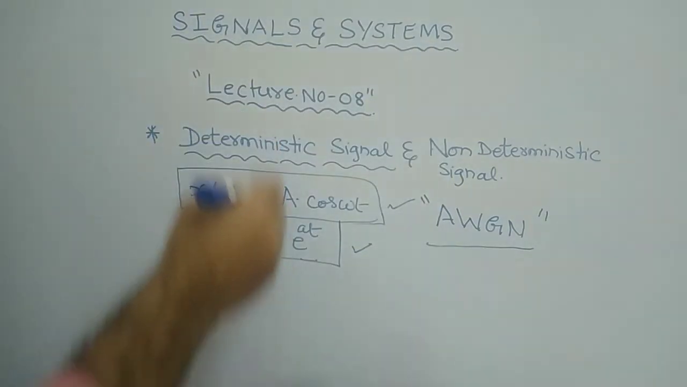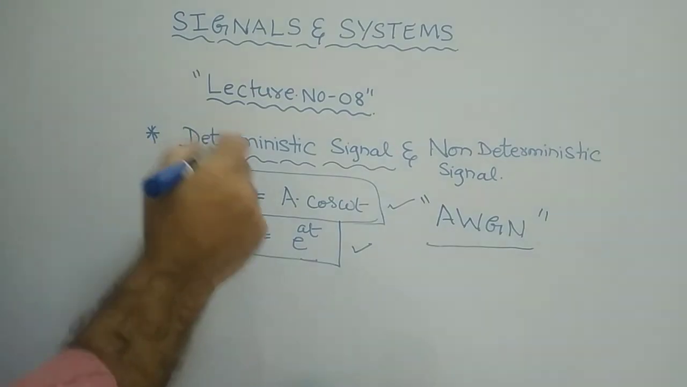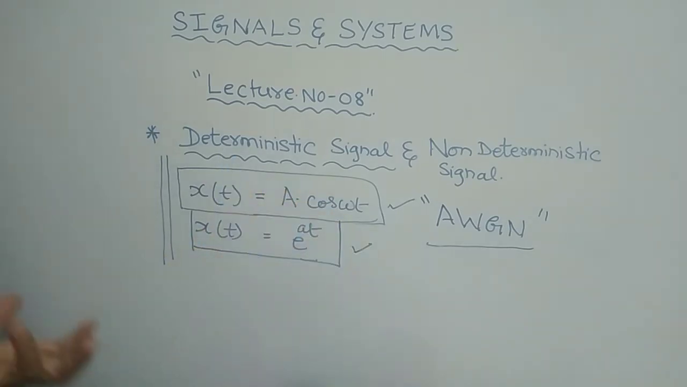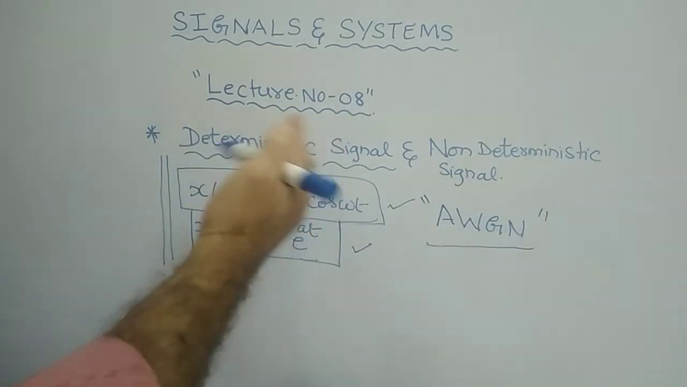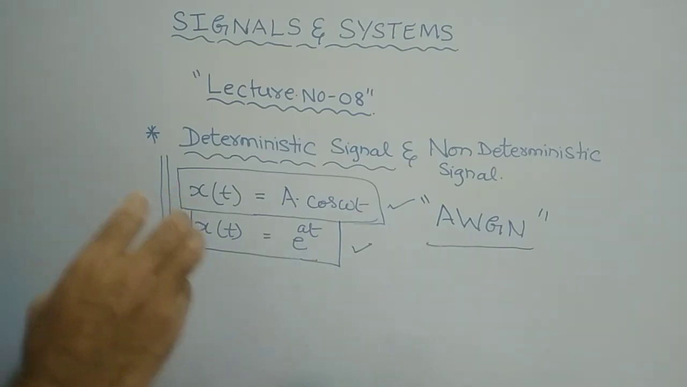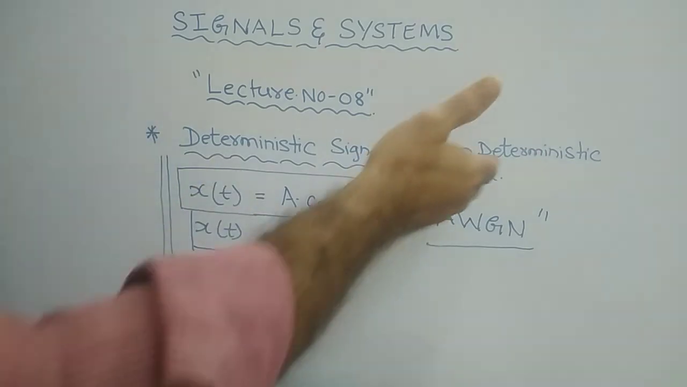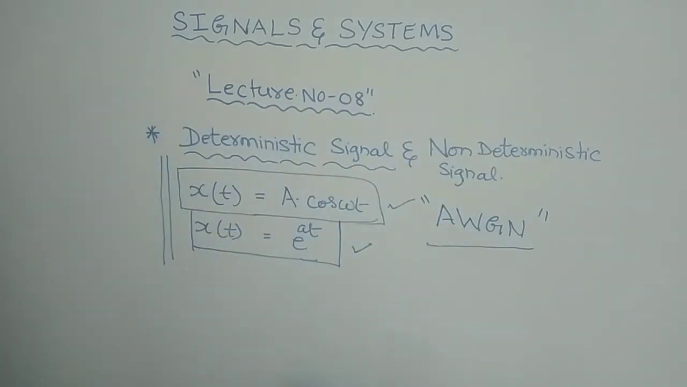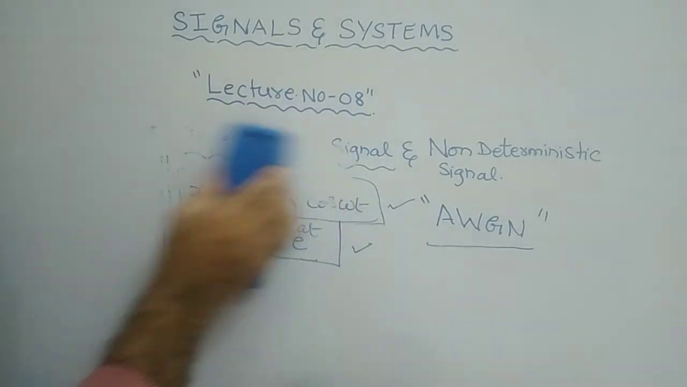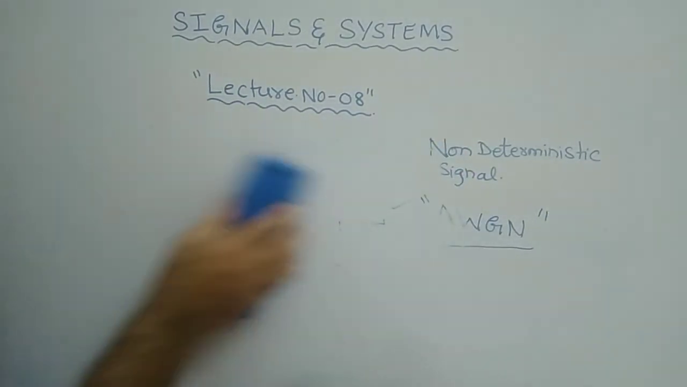So here, as far as our presentation is concerned, under deterministic these are the examples. You can give more examples if needed. Deterministic means any signal that can be completely characterized or completely specified by a mathematical expression, whereas signals which are random in nature come under non-deterministic signals. This is the simple explanation about deterministic and non-deterministic signals. Clear?